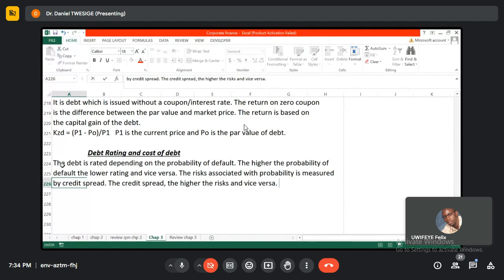If a debt has got a high probability of default, it's going to have a high credit spread, meaning that debt is going to be high risk. Having a high risk, it means it's going to be rated lower compared to the debt with a low spread.